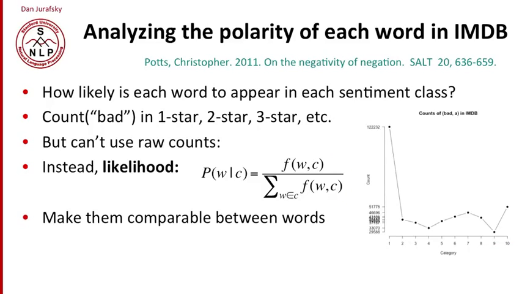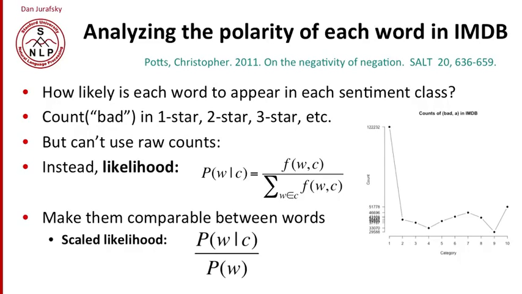Now, an additional thing we often want to do is compare these numbers for different words. Some words are very frequent, some words are less frequent, and so to do this, we want to do a scaled likelihood where we take the likelihood of the word given the class and just divide by the probability of the word. So now if a word is particularly frequent or particularly rare, we can still compare them with each other. So we'll compute these scaled likelihoods.